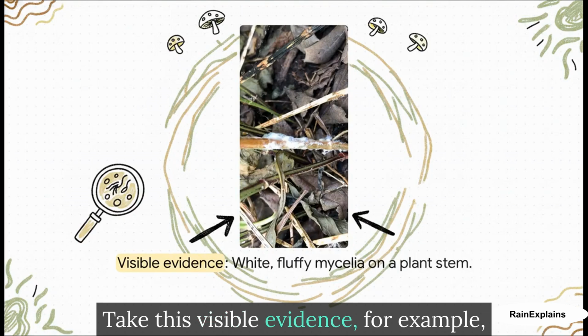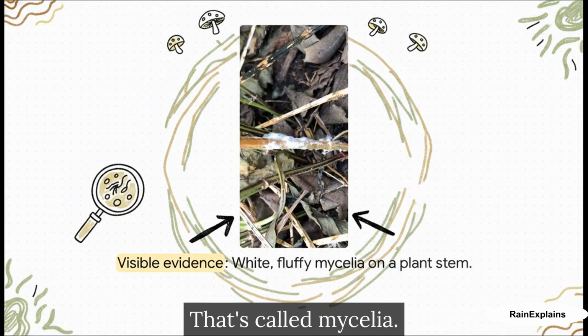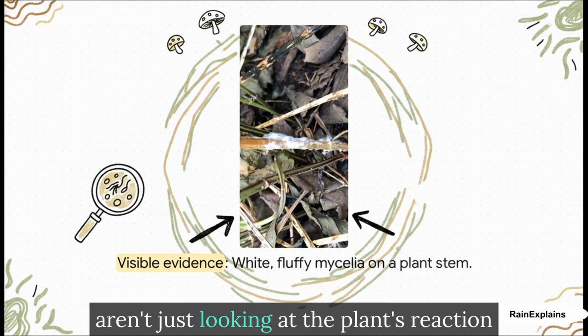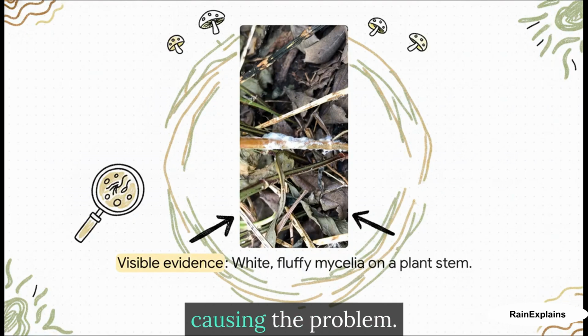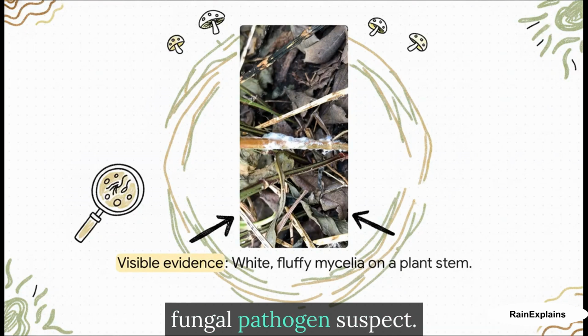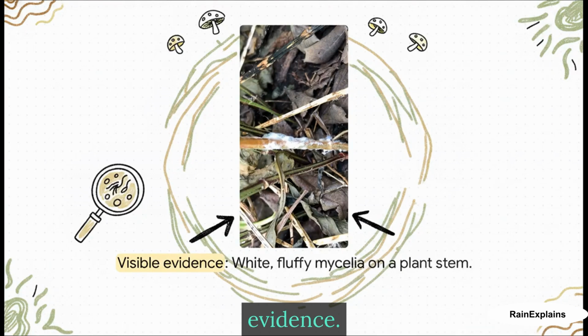Take this visible evidence, for example. Look at that white, fluffy material on the plant stem. That's called mycelia. When you see something like this, you aren't just looking at the plant's reaction anymore. You are staring directly at the organism causing the problem. This specific sign points us straight to a fungal pathogen suspect. It is absolute, undeniable physical evidence.